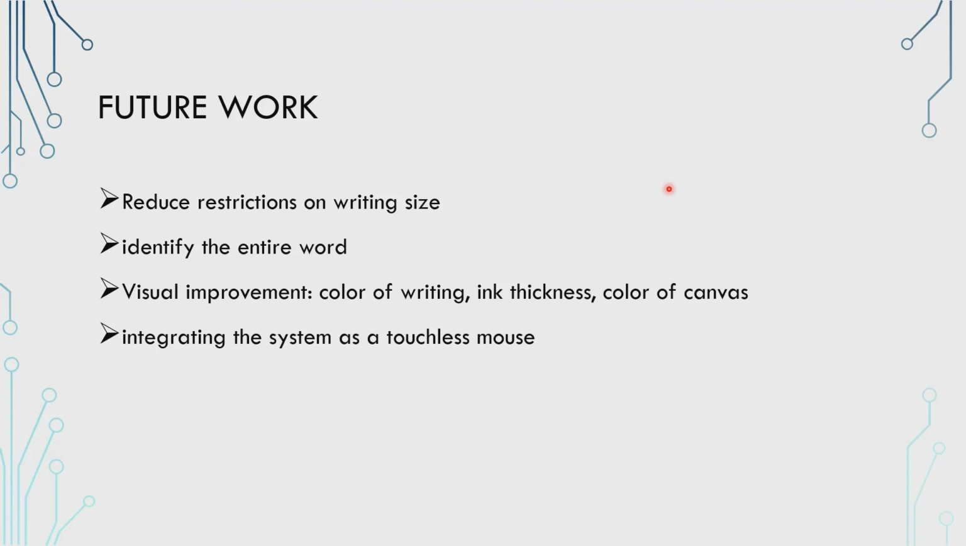The system may be extended as well by improving character recognition to identify an entire word instead of single alphabets. Some visual improvements that can be made include allowing the user to choose what color they would like to write in, the thickness of the writing, as well as the color of the canvas. And finally, we can integrate the system as a touchless mouse interface.